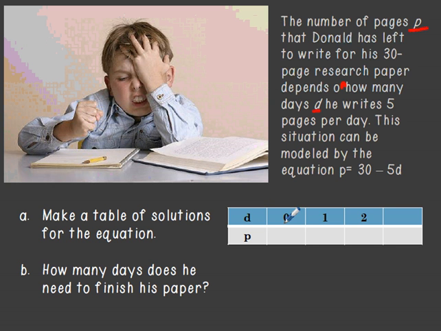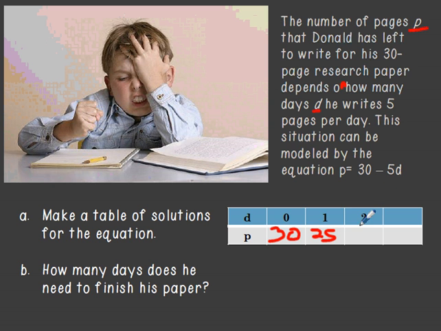If it's 0 days, he has not written one page, he hasn't done anything. So you put 0 in for the D. Well, 0 times anything is 0. So we are left with he still has 30 pages to go. Well, that makes sense. If he hasn't written any, he would still have all 30. Well, at day 1, we can plug a 1 in, and 1 times negative 5 is going to give me negative 5. So 30 minus 5 is going to give us 25. So we see that he's decreasing the number of pages he has left to write.